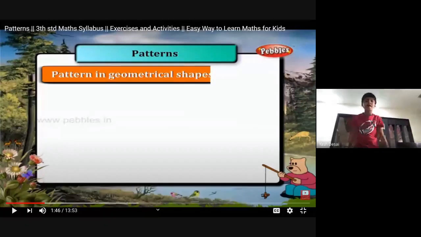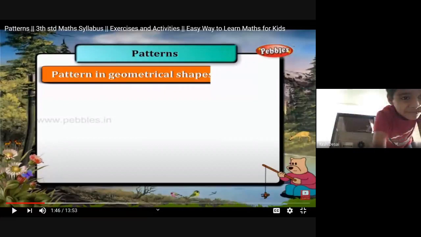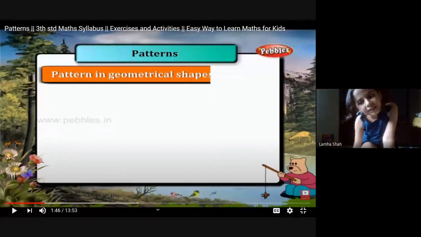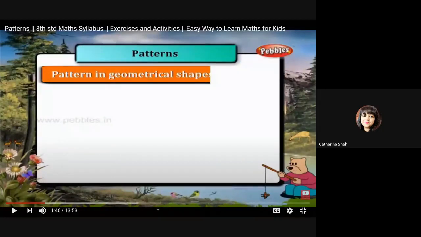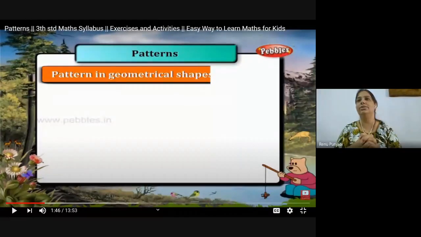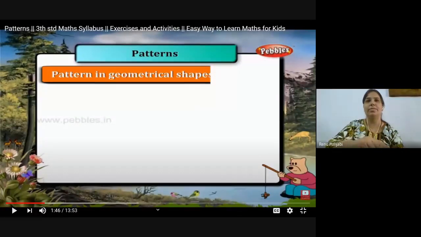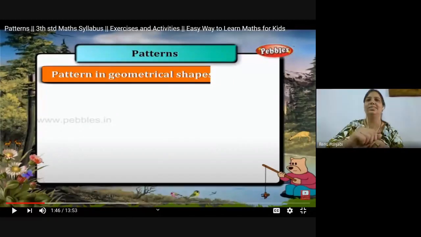Ma'am, I have done this pattern. Okay, Lamha. Make your own pattern, not in jumping only. Ma'am, am I visible? Not clearly. Now? Yes. So I have made a twist, 1, 2, 3. Good. Anyone else?